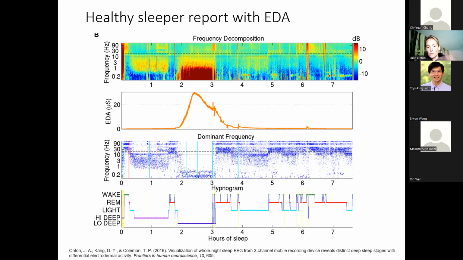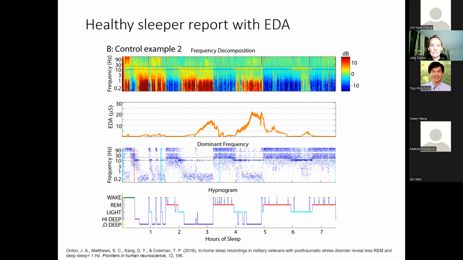Okay, so anyway, you can see that the first cycle has clearly high deep sleep, no EDA. Second cycle, low deep sleep, very strong EDA. Here's another example of a healthy sleep report, where you can clearly see the low deep sleep that's associated with EDA. The EDA has different amplitudes for different cycles, but it always comes up every time there's low deep sleep.